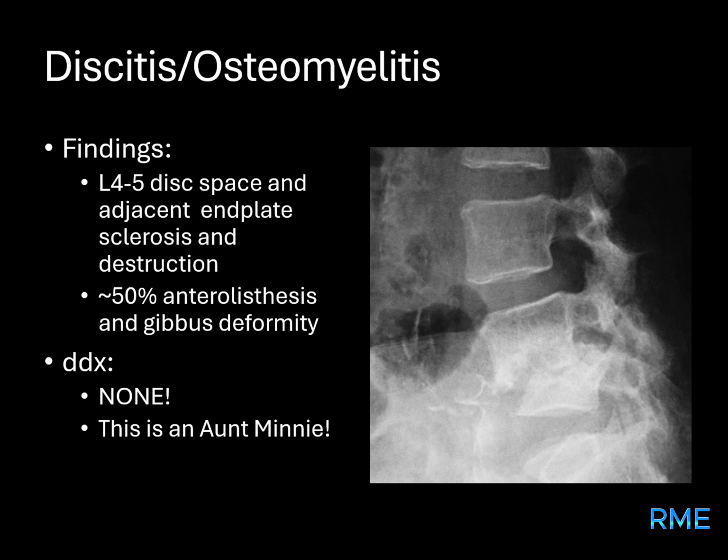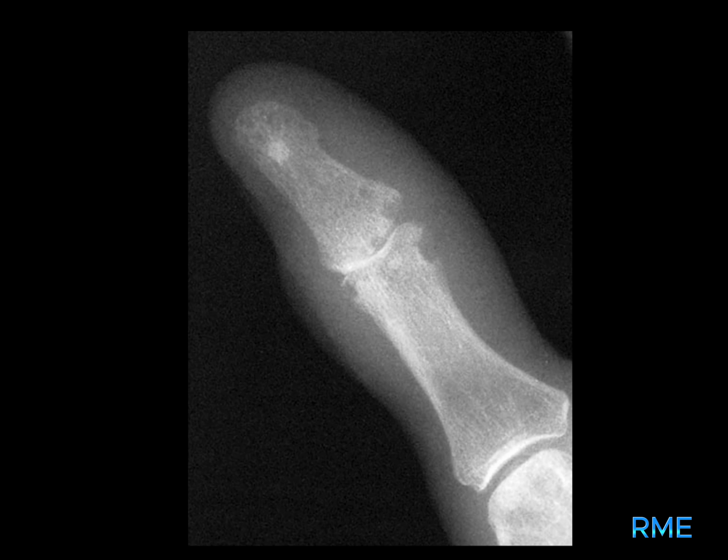To further evaluate, an MRI is necessary to assess the extent of the infection and any involvement of surrounding structures, including possible abscess formation. Management typically involves long-term intravenous antibiotics and possibly surgical intervention to stabilize the spine and drain any abscesses. Let's move to the next case.